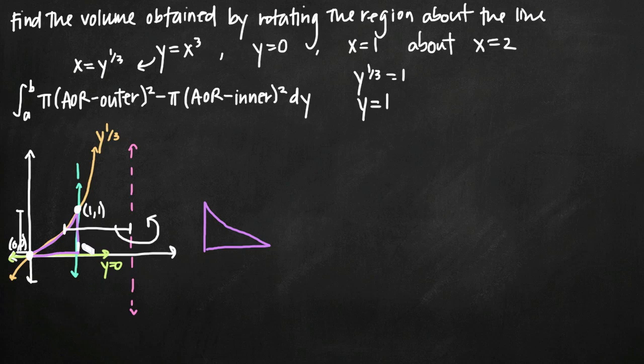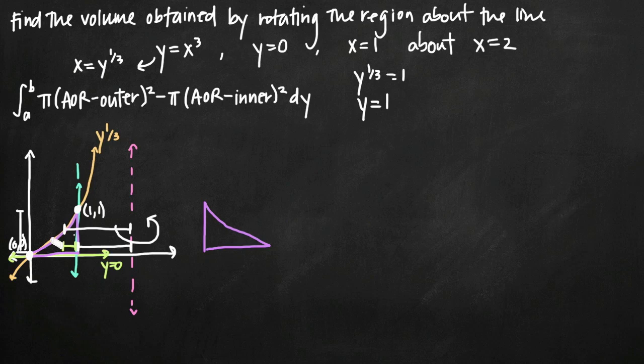So that distance is right here, between the axis of rotation and the inner curve, the curve that's closer to the axis of rotation. The difference between them, this distance right here, is going to be, at any given point, the area of this shape. So that's why when we subtract the inner curve from the outer curve, we get the area. And if we integrate that and we multiply by pi, then we're going to get the volume of rotation.